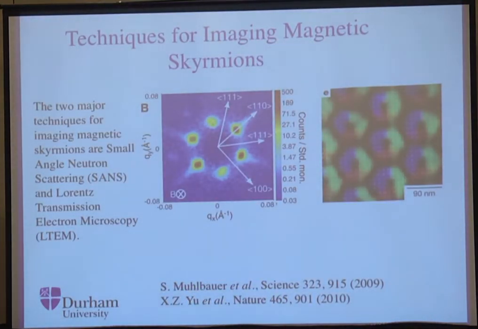Okay, so we've seen pictures like this lots of times through the conference, because the two major techniques for imaging magnetic skyrmions are small angle neutron scattering, which gives you a diffraction pattern in reciprocal space. It gives you the wave vectors directly. It tells you about the spacing between the skyrmions in the skyrmion lattice. And then there's the real space equivalent from Lorentz transmission electron microscopy. And we've seen pictures like this all the time. These are the two premier techniques. And they both give you similar information about the size of skyrmions and the spacing of skyrmions.